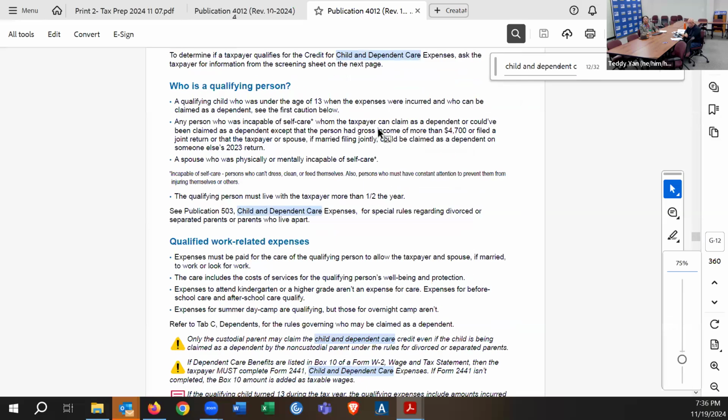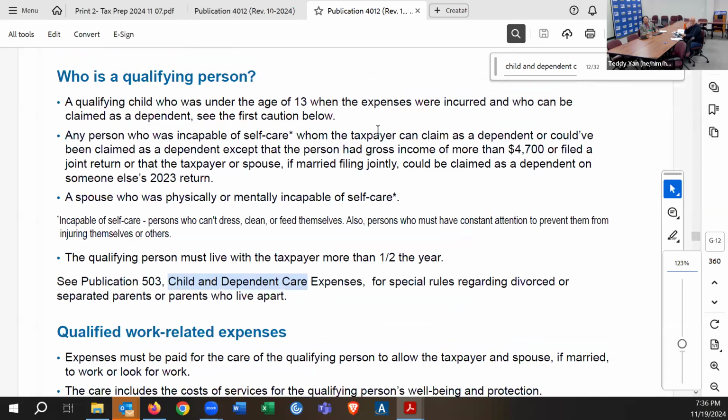Child and dependent care credit expenses. Who is a qualifying person? A qualifying child who was under age 13 when the expenses were incurred and who can be claimed as a dependent. Any person who was incapable of self-care, whom the taxpayer can claim as a dependent. Or any spouse who was physically or mentally incapable of self-care.